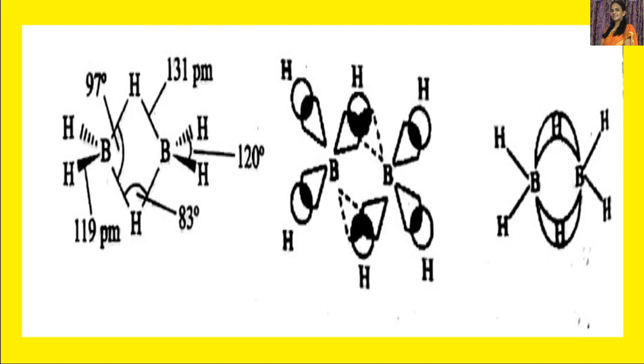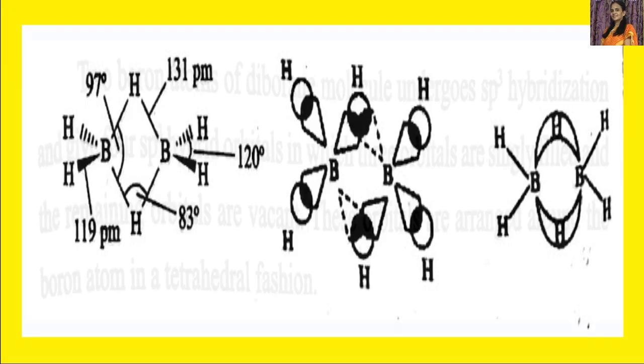And these are the different parameters. The bond length is 119 picometers, this one. This bond angle is 120 degrees. The BHB bond angle is 83 degrees, and the HBH angle is 120 degrees. This BH bond length at the center is 131 picometers, and all these other BH bond lengths are 119 picometers. So this is the banana bond, the BHB bond, three-center two electron bond. Two such bonds are present in the diborane molecule.